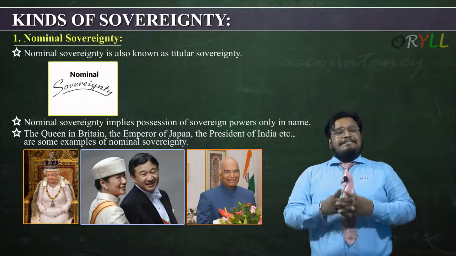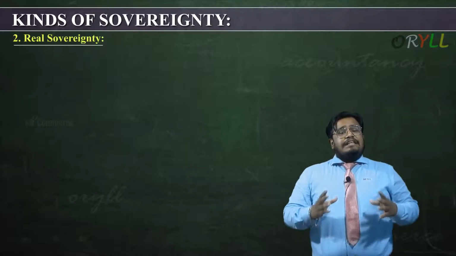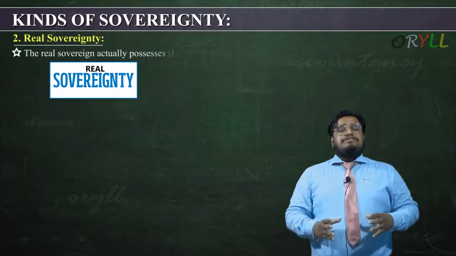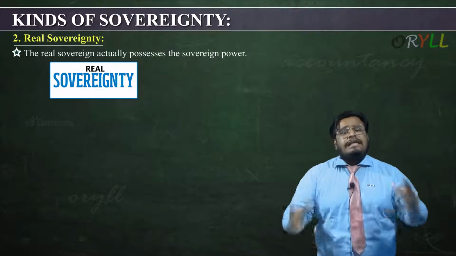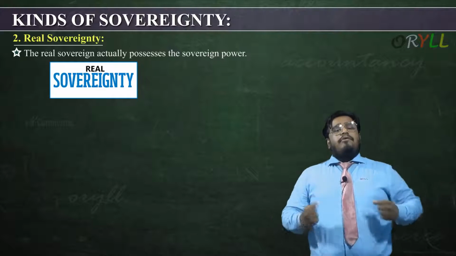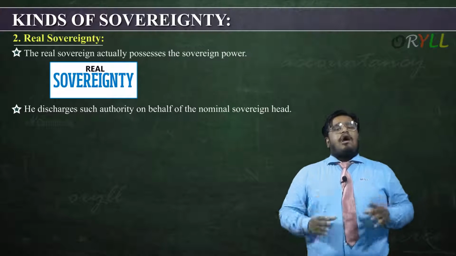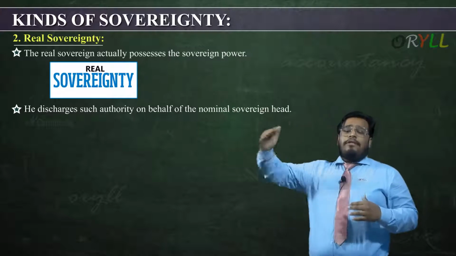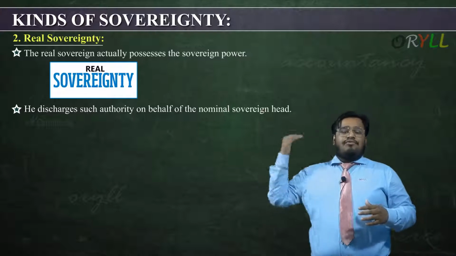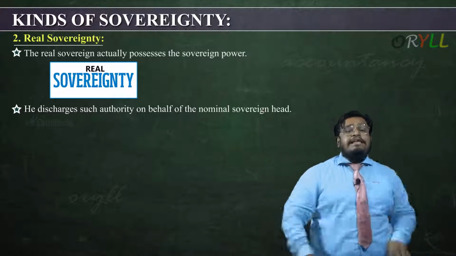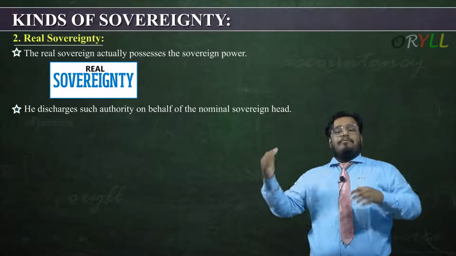Let's understand the second point, that is real sovereignty. The real sovereign actually possesses the sovereign power. That means he is having the real sovereign power. He is the one who is having the power. He discharges such authority on behalf of the nominal sovereign head. That means on behalf of the Emperor of Japan, Queen of England, President of India, he is the one who discharges the power on behalf of the nominal power.